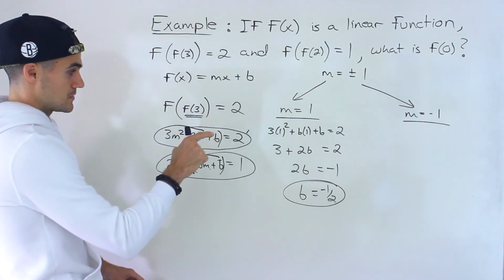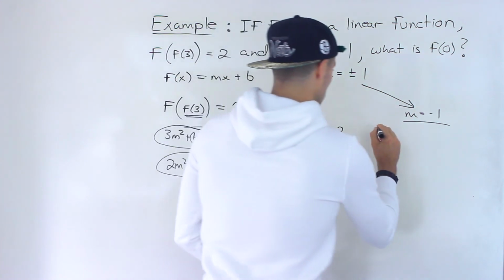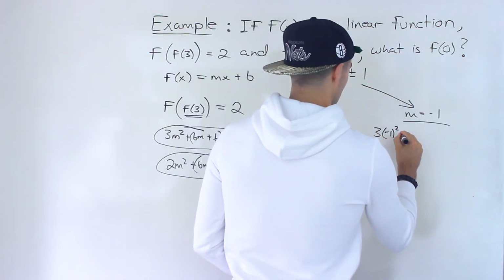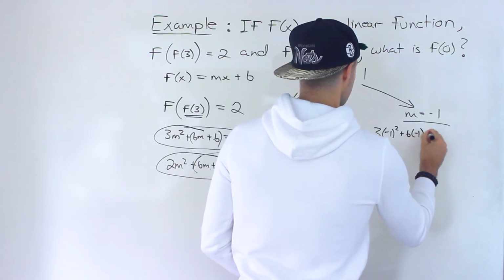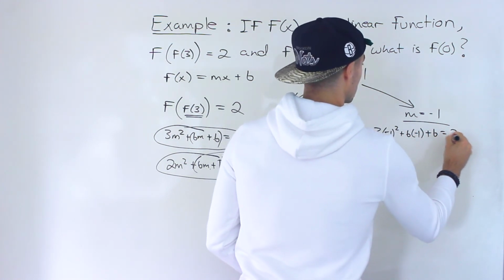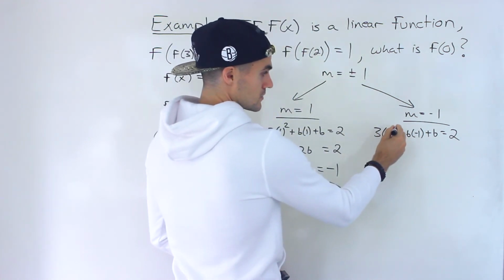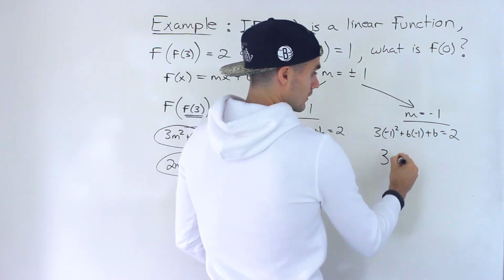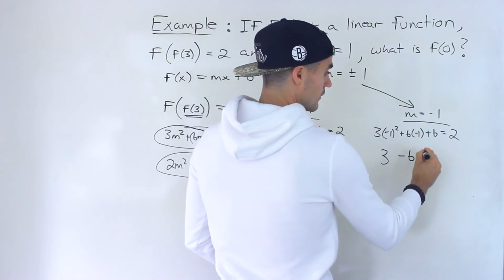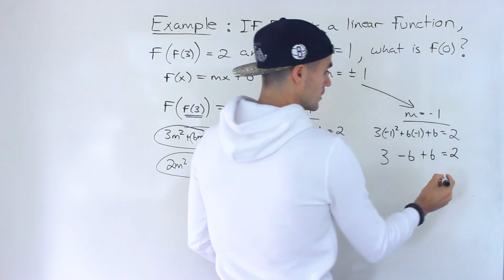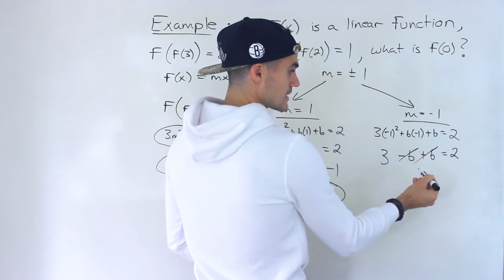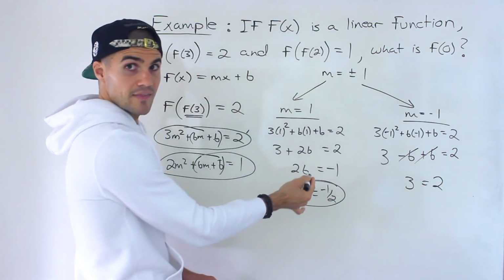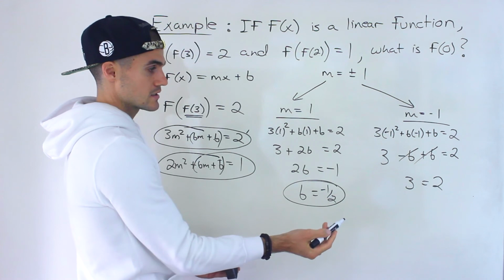Now watch what happens when m is equal to negative 1. If I plug it into the same equation, we'll have 3 times negative 1 to the power 2 plus b times negative 1 plus b is equal to 2. Negative 1 to the power 2 is 1, times 3 is 3. Notice this would end up being negative b. We'll have plus b equaling 2. And then watch what happens here. These cancel out and we end up having 3 equaling 2. But notice that that doesn't make sense, right? 3 doesn't equal 2.